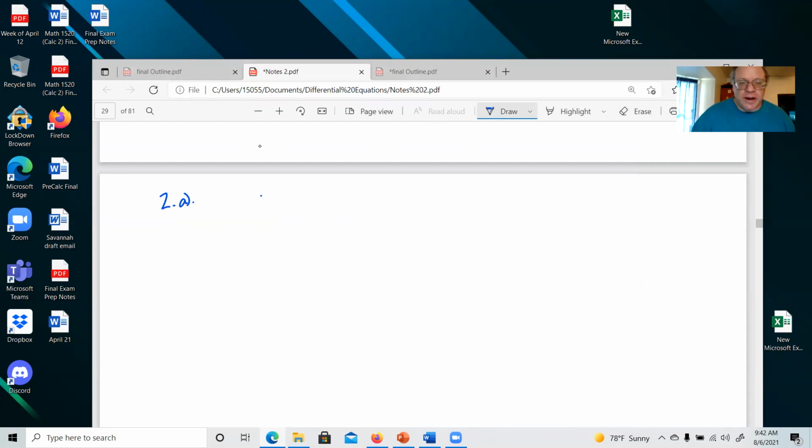We've got t squared y tick plus 2t y minus y cubed is equal to 0. First thing we're going to do is put this thing in standard form. That involves putting the power of y, the y to the n, to the right-hand side. And then we're going to clean off our coefficients. Okay, so we want a 1 coefficient on the differential. Let's go ahead and do that.